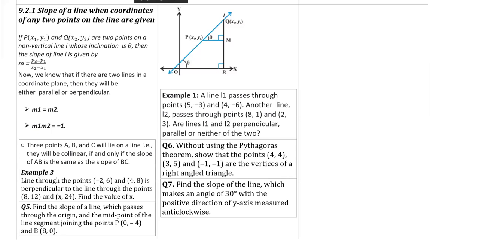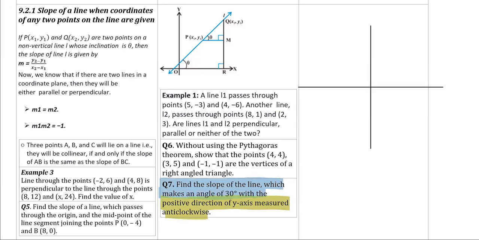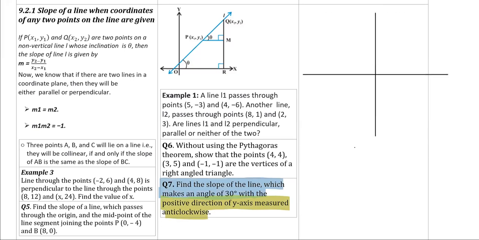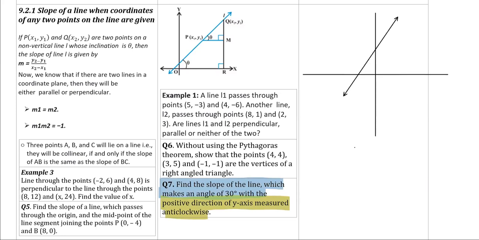Now the last question based on this concept says: find the slope of a line which makes an angle of 30 degree with the positive direction of y-axis. Make sure it's not x-axis here, measured anti-clockwise. So the first thing that we will do here is to make the Cartesian plane, and this is a rough sketch of it. Now the line here is making an angle of 30 degree with the positive direction of y-axis. So let's make a line here.